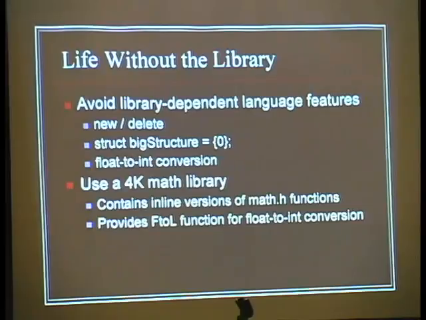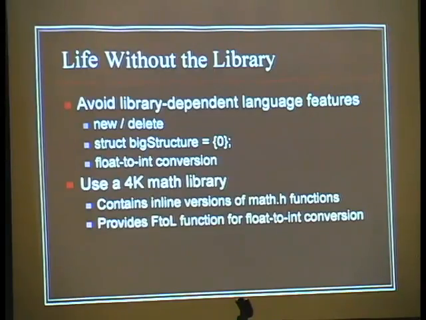If you don't have a standard library, there's some tricks you have to do in order to code in C. You can't use library features like new and delete. Sometimes, if you have a big structure and you set it to 0, the compiler will secretly call memset in order to do that. So you have to be very careful. Typically, the way you would handle that is by using static memory. I'll talk more about why that's good later.